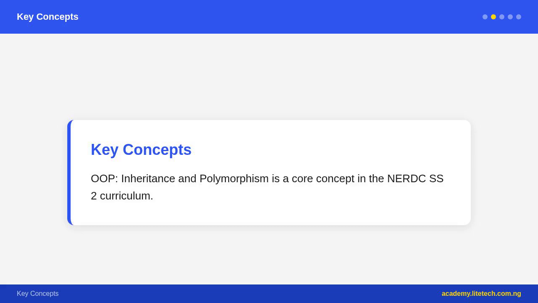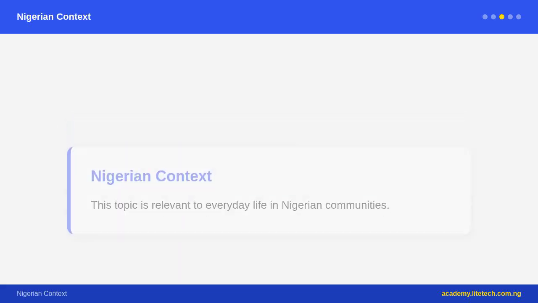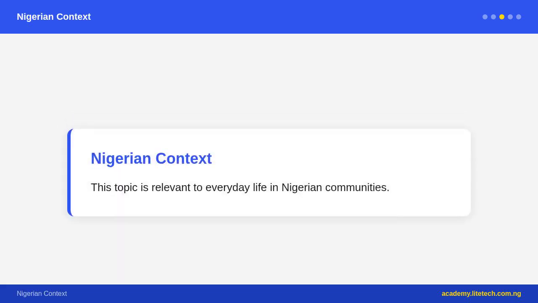Multiple inheritance. A child class inherits from more than one parent class. Python supports this. Example, class FlyingFish(Fish, Bird) inherits from both Fish and Bird. This is powerful but can cause complexity. The diamond problem is handled in Python by MRO, method resolution order. Hierarchical inheritance. Multiple child classes inherit from the same parent: Dog(Animal), Cat(Animal), Bird(Animal).